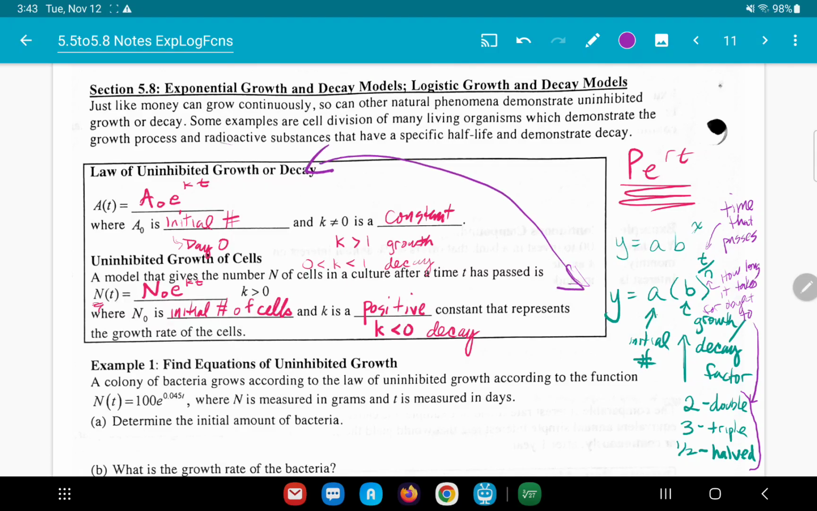If you want to use the continuous growth or decay model, you can. Just know that you'll have a k value that you'll need to solve for. But you can also use this particular formula, feel free to use this formula as well. I'll show you how that's done.